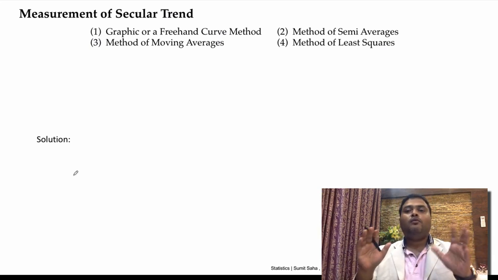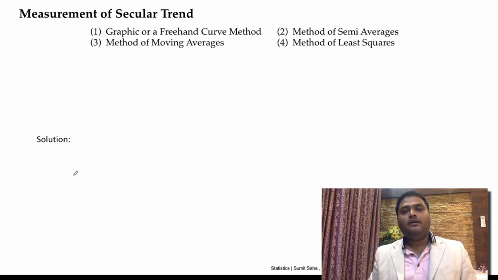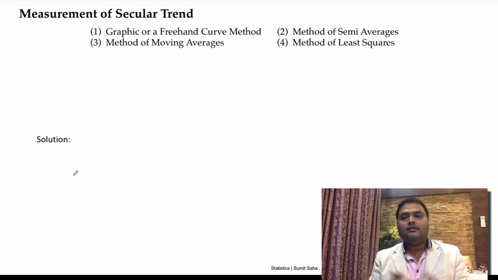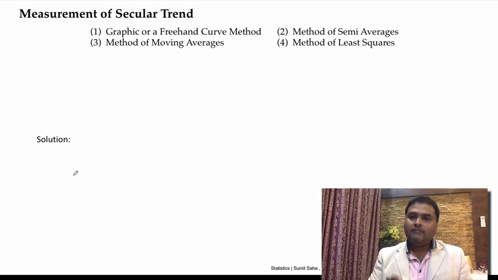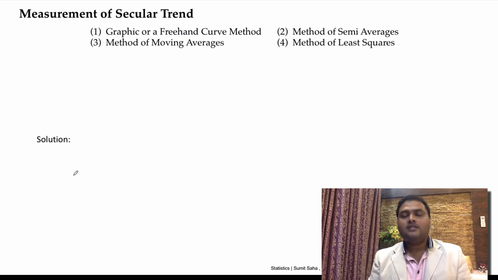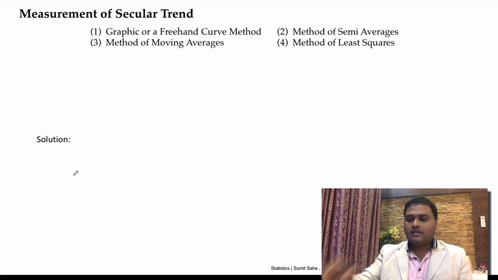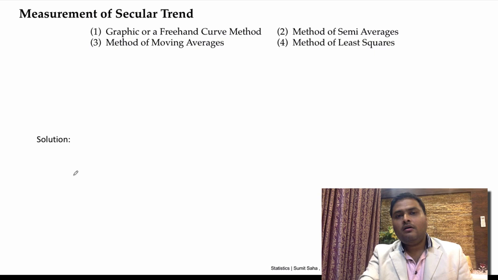Now, there are a total of 4 different types of methods. One is the graphic or freehand curve method. Second is the method of semi-average. Third, the method of moving average. And fourth, the method of least squares. Now, let's start with the graphic or freehand curve method.